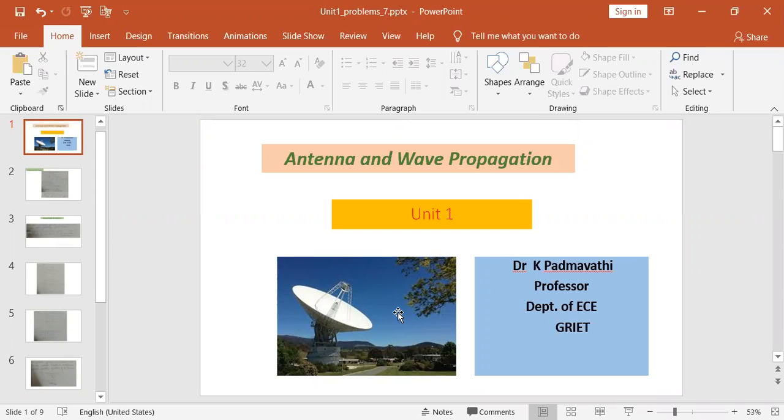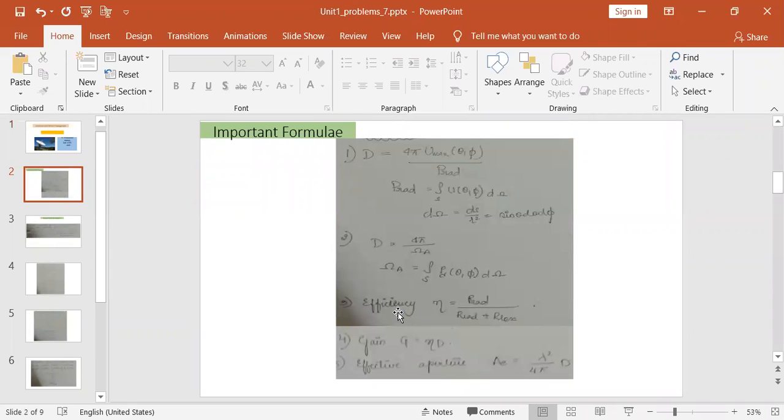Today I am going to discuss some important problems in Unit 1. So these are the formulas useful to calculate the parameters such as D, eta, gain G and effective area AE. So to calculate D, we have to use 4 pi into U max by P radiated.